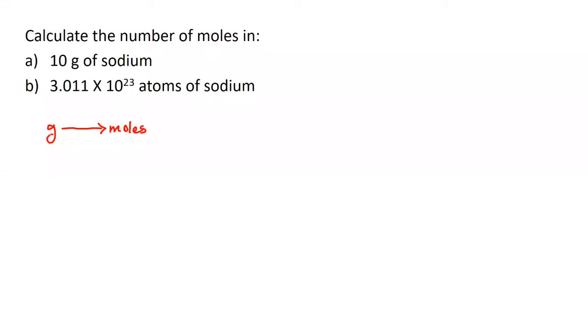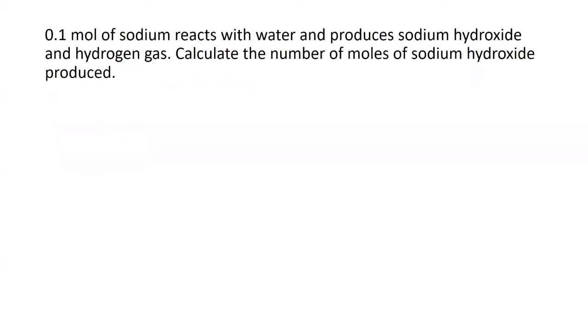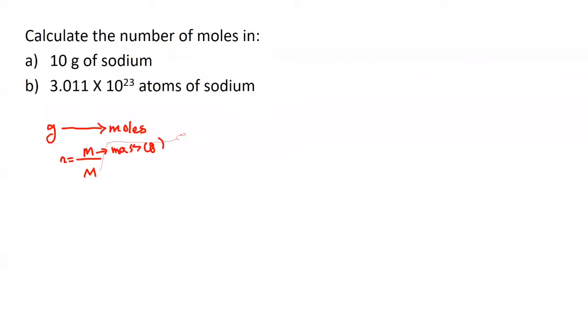What's the relationship between grams of a substance and the number of moles of that substance? You need to remember the formula n = m / M. n is the number of moles, m is the mass in grams, and capital M is the molar mass. Its unit is gram per mole, g mol^-1.